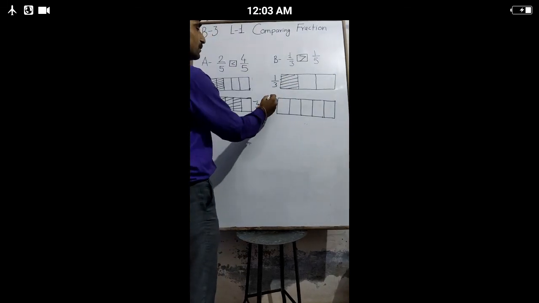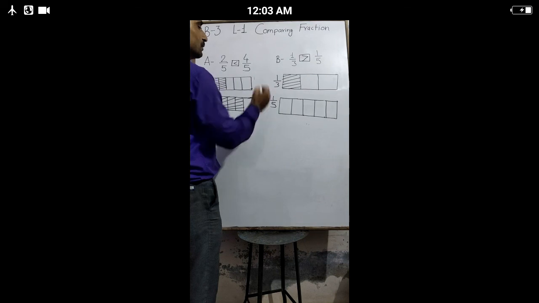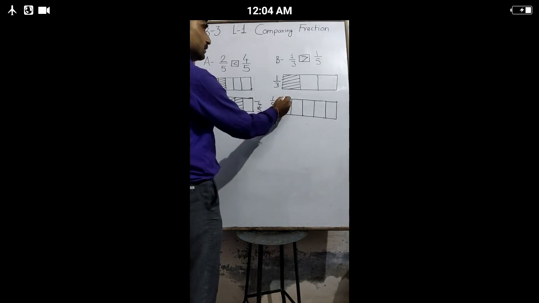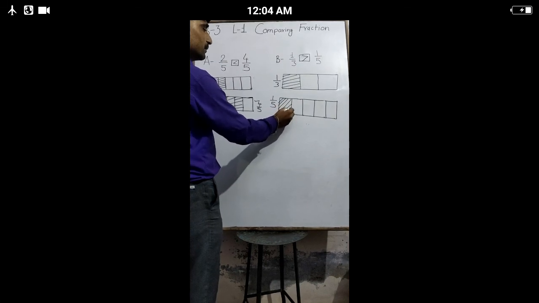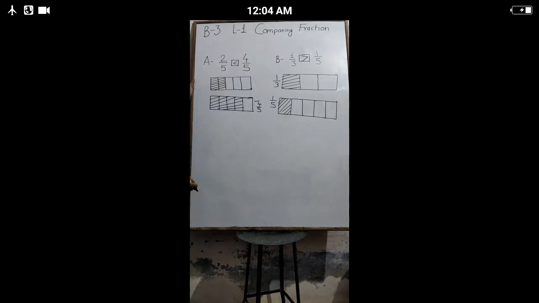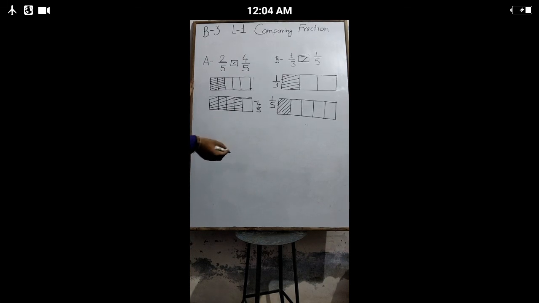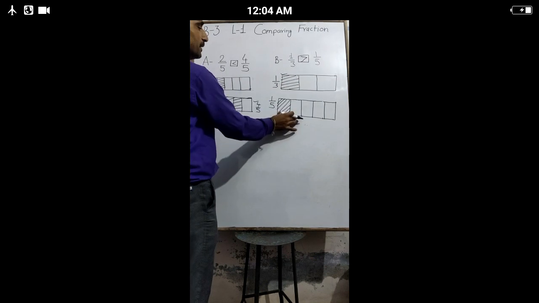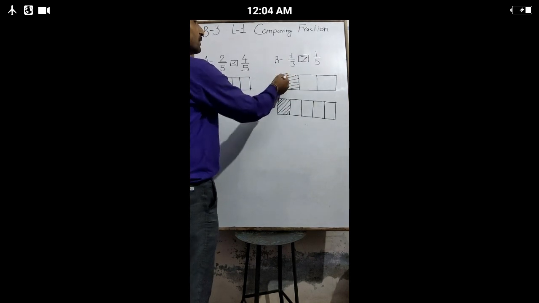Now children, 1 upon 5. Here you can see this picture, so 1 upon 5. Children, which picture has the most colored parts? This is 1 upon 3. It is bigger than 1 upon 5. So 1 upon 3 is bigger than 1 upon 5.